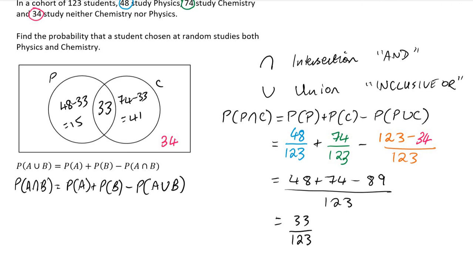So, to answer this question, what's the probability that a student chosen at random studies both physics and chemistry? It is 33 over 123, or 11 over 41.